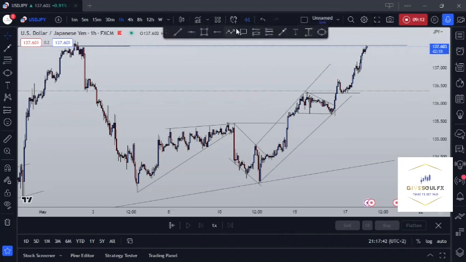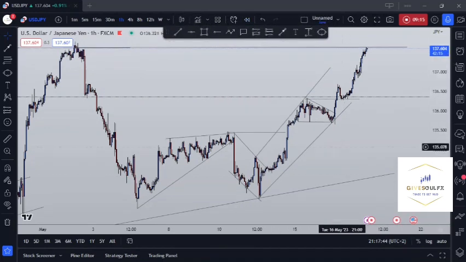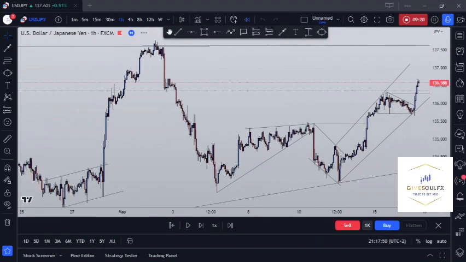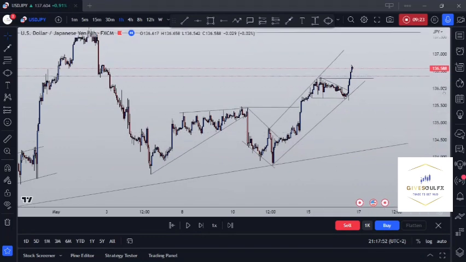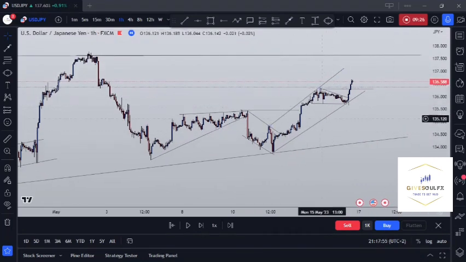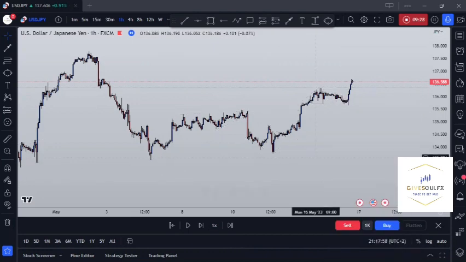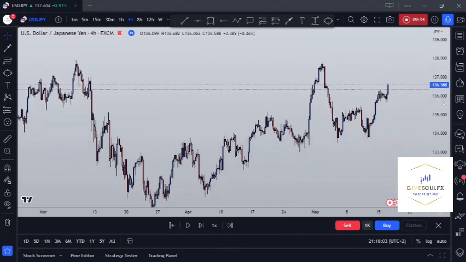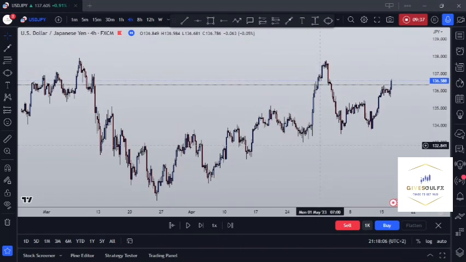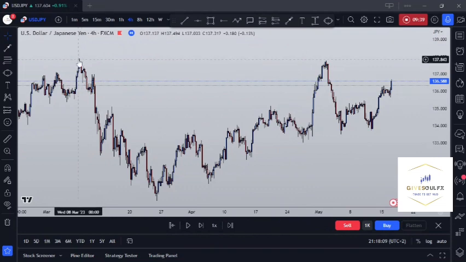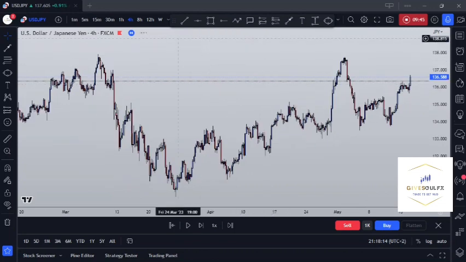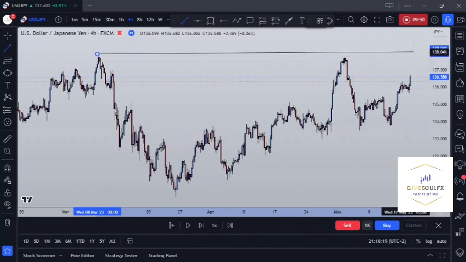Let's look at the USDJPY. I'm going to take it to the 4-hour chart. You have to move from a lower time frame to a higher time frame. Okay guys, let me show you another one here.